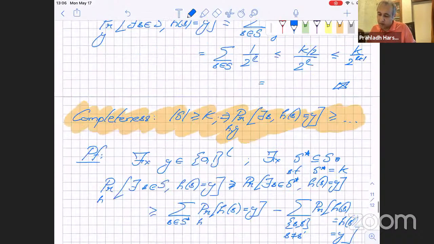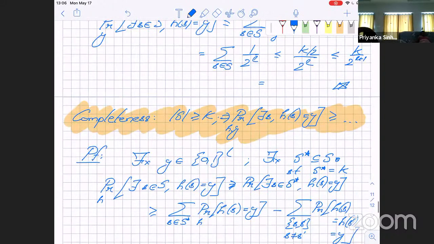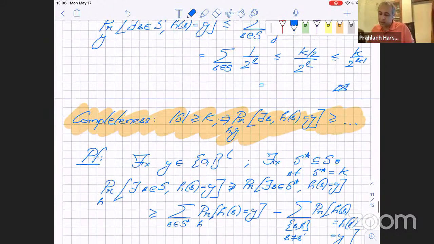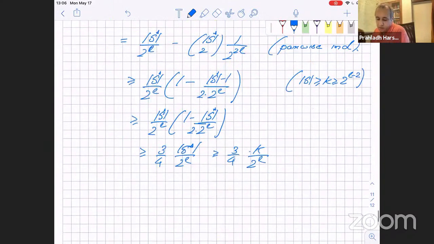And I want to say now I have a gap. In this case, it's K by 4. It's K by 2 to the L plus 1. And here it has 3 by 4 times these numbers. So since 3 by 4.